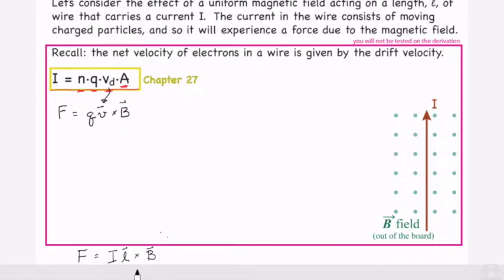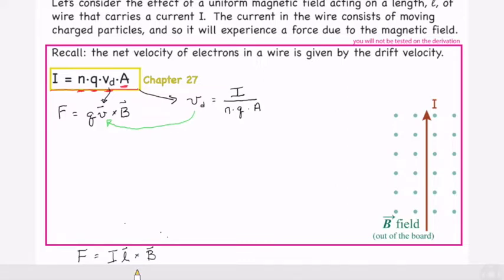So what we're going to do is take this equation and rewrite it so that we have the drift velocity in terms of the conventional current, the number density of charges, the magnitude of the charge on the charge carriers, and the cross-sectional area of the wire. We will then take this drift velocity expression and substitute it into the original magnetic force law.